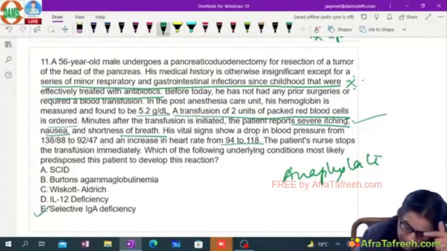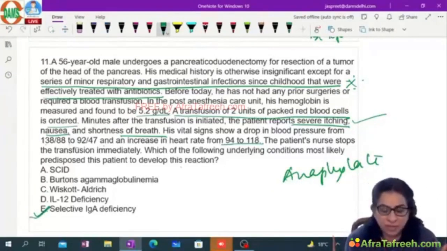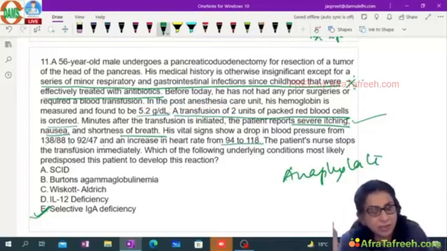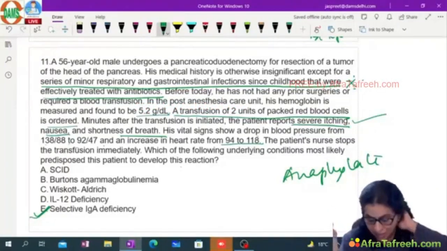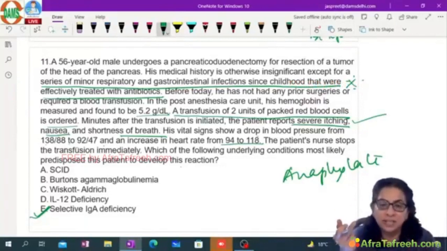Yes. Now this answer is E, selective IgA deficiency. So you know, the most common primary immunodeficiency disease is selective IgA deficiency. Usually patients are asymptomatic, or they may have mild minor respiratory and GI tract infections, and they can develop anaphylaxis to products containing IgA.